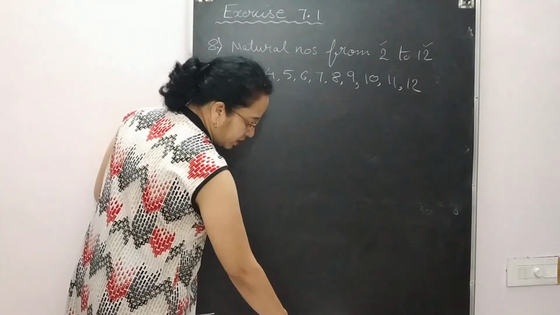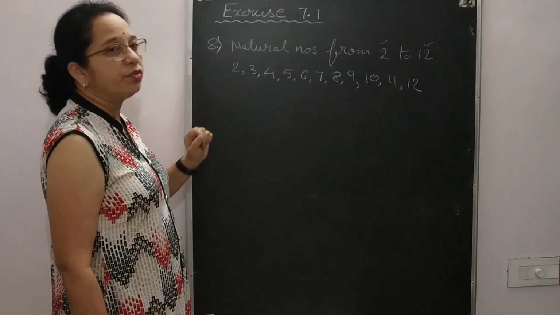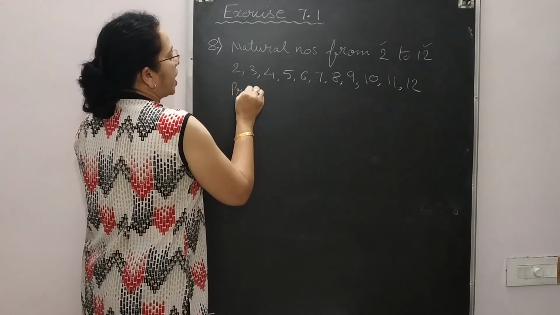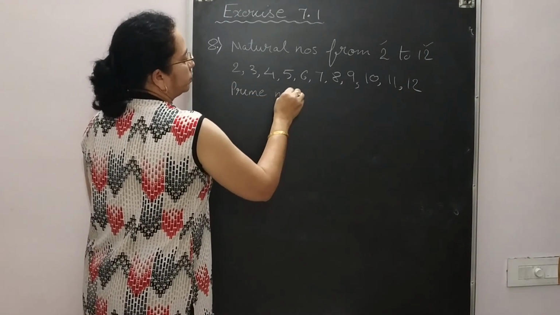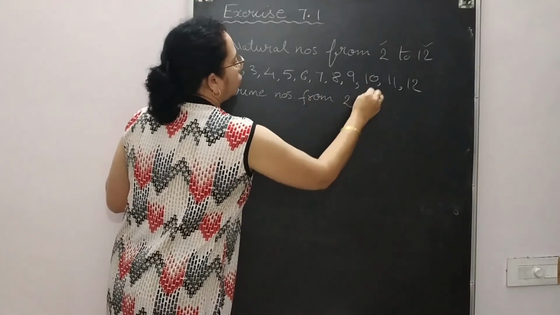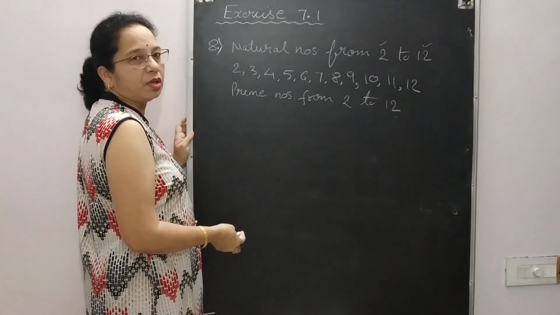Okay, now read the next sentence. What fraction of numbers are prime numbers? It means we need to find out prime numbers. So what will be the second statement? Prime numbers from 2 to 12. Okay, now find out which are the prime numbers.